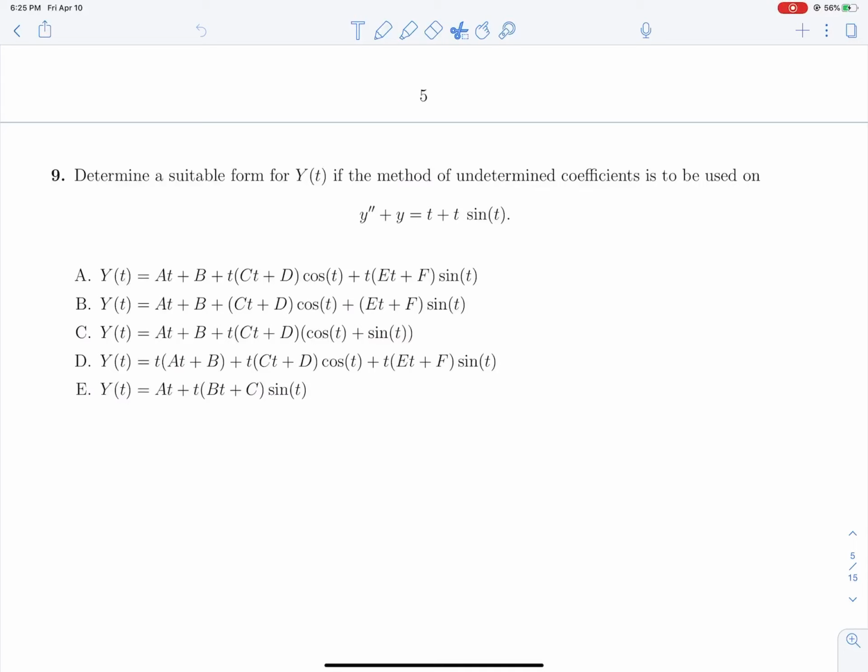This is the spring 2018 final for MA 266. I'm going to be going over the questions related to midterm 2. So right off the bat here we have question 9.